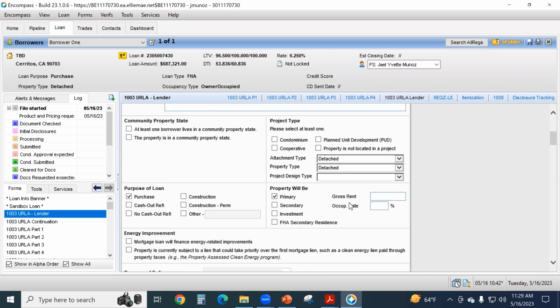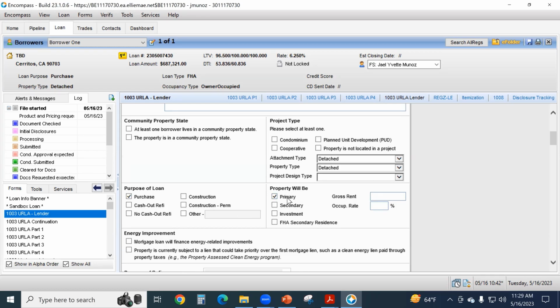If it's in a PUD, if it is a condo, if it's not located in a project, which is a normal, when I say normal, it's a house, it's not in a PUD, it's not in a project, you want to make sure of that.